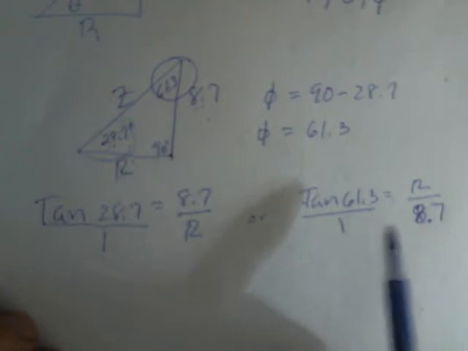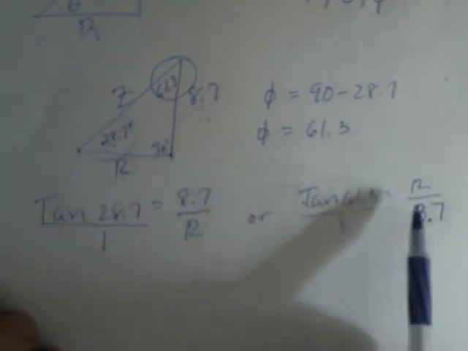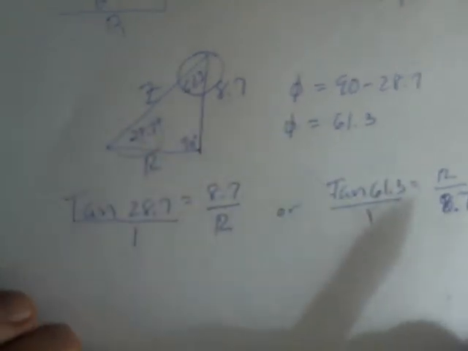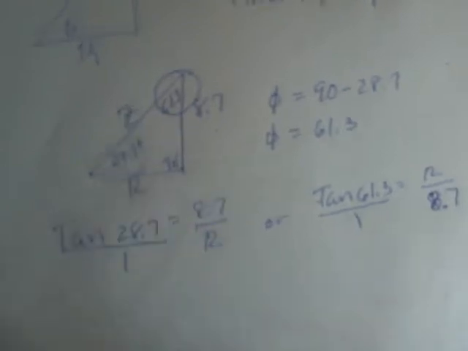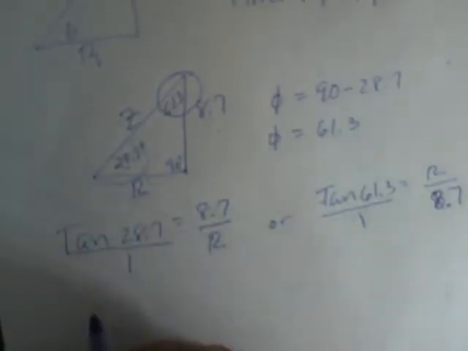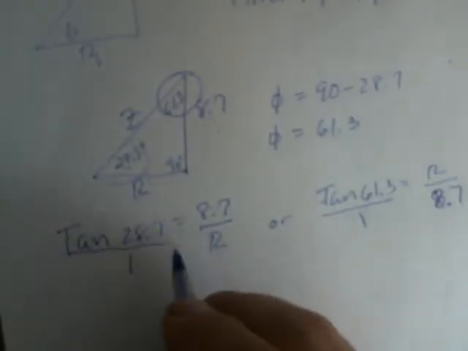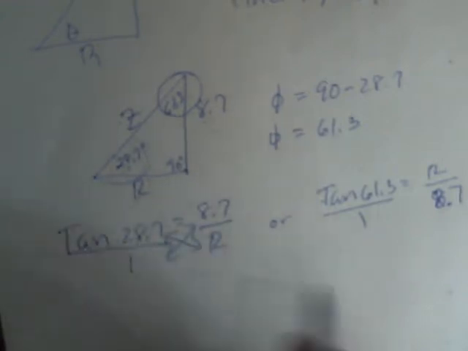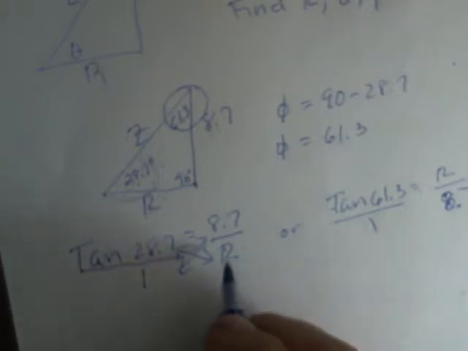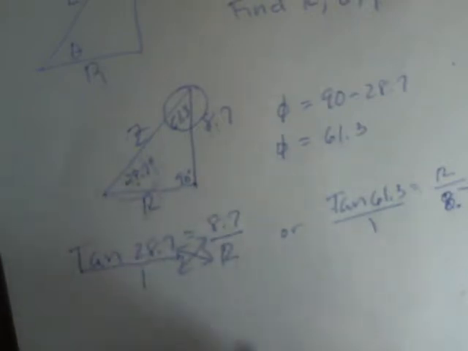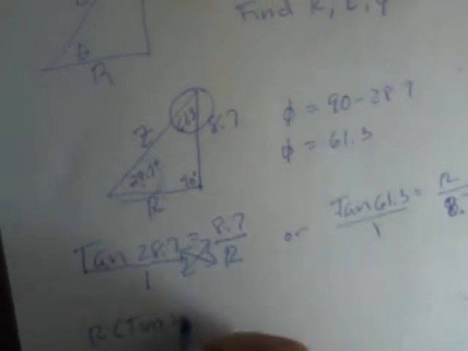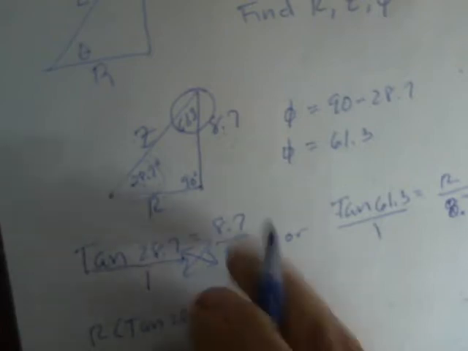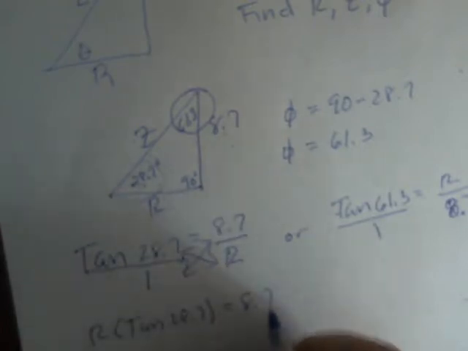So the whole point of why I found that angle first was to give me more options to make finding the sides easier. Okay, so if I cross multiply, not across, cross, make your x. If you're messing this up, make your x. So I'm going to take r times the tangent of 28.7 equals 8.7 times 1, which is 8.7.